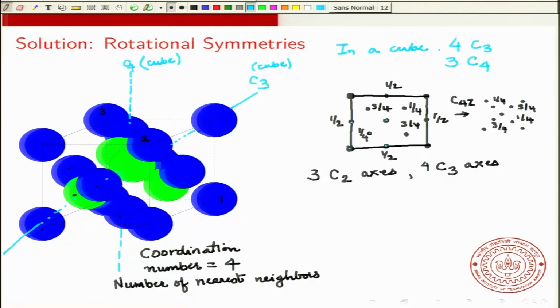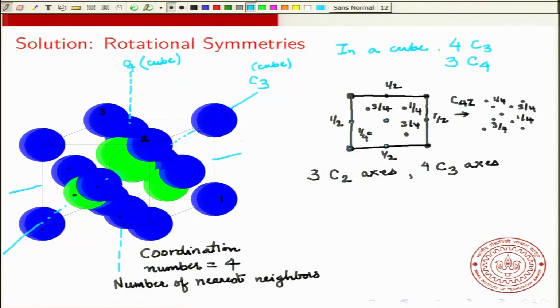One, there are actually 6 other C2 axes. Those 6 C2 axes of a cube go through the edges, through one edge and the diametrically opposite edge. So this axis that goes from the center of one edge to the center of the diametrically opposite edge, in a cube, this is a C2 axis.